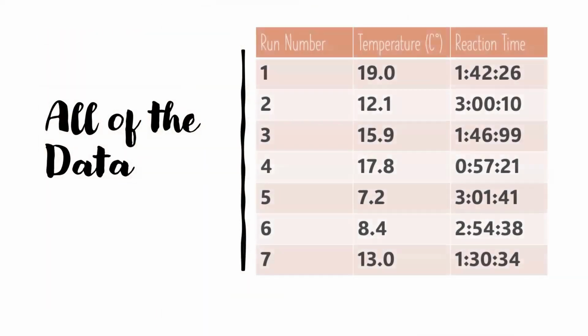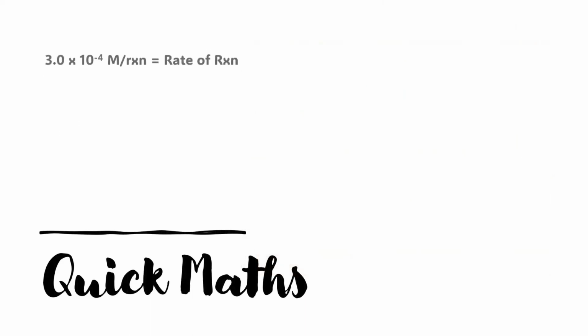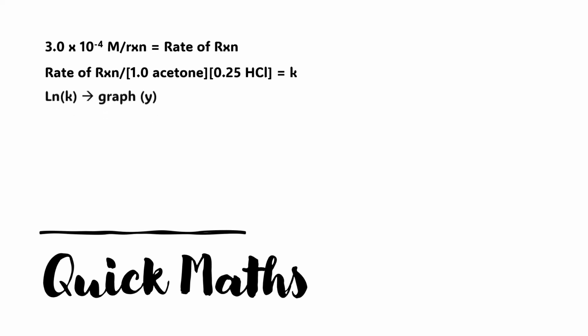Now up here we have all of the data from the experiment. We've got our 7 runs, temperature recorded in Celsius, and the reaction times measured in minutes, seconds, and then milliseconds. So some quick calculations. For the rate of the reaction, we got 3 times 10 to the negative 4. And we divided the rate of the reaction by 1 molar acetone and 0.25 molar hydrochloric acid to get the rate constant. Then we got the natural log of the rate constant and made it the y-axis of the graph. And we converted the temperature to Kelvin. Then we inversed it and made it the x-axis for the graph.